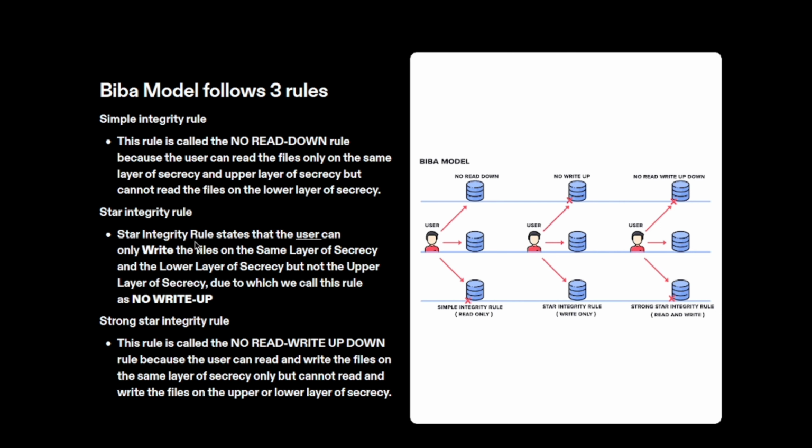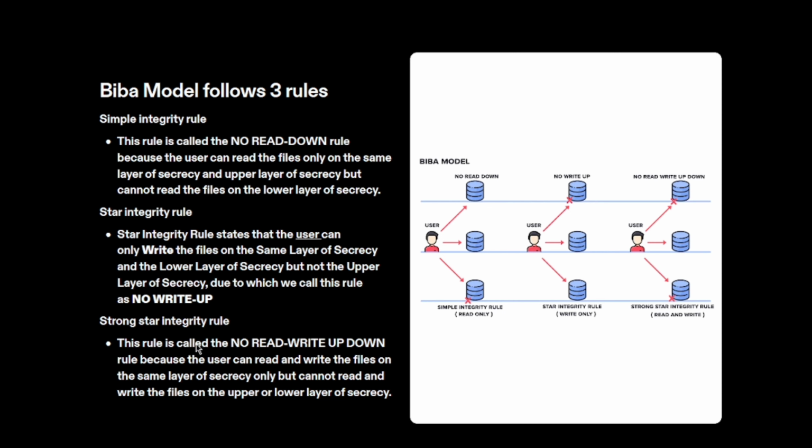The second rule is the star integrity rule. The star integrity rule states that the user can only write the files on the same layer of secrecy and the lower layer of secrecy, but not on the upper layer of secrecy, due to which we call this rule no write up. So this is pretty clear. If the user is on this level of secrecy, he or she can write on the lower layer of secrecy and the same layer of secrecy, not the upper layer of secrecy. The last rule is the strong star integrity rule.